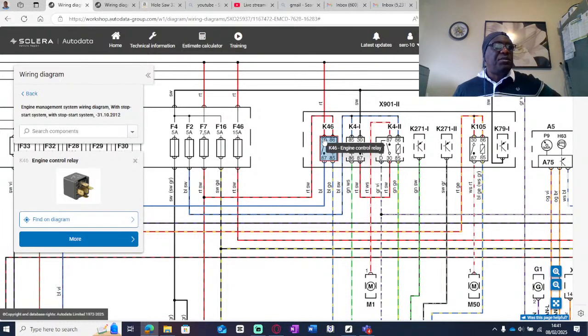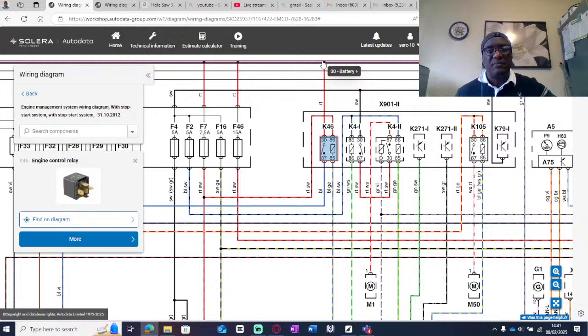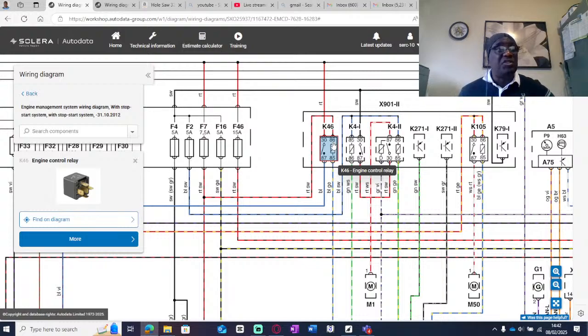So we said 30 is permanent battery. Let's follow it. Okay, right on, it's taking from the battery there, as you can see. So that's correct. And pin 86, we said 86 and 85, they're the control side. I say to you 86 is the power, 85 is the ground, and it is so here.